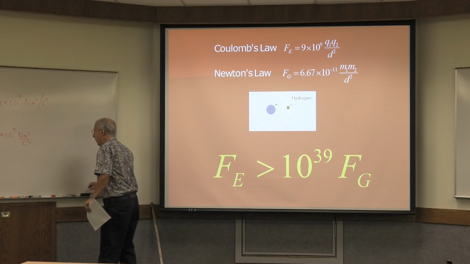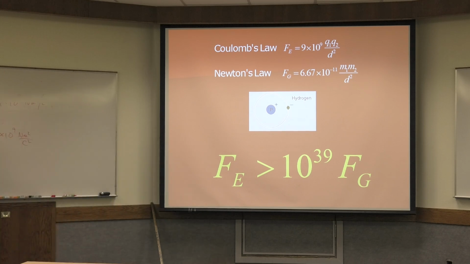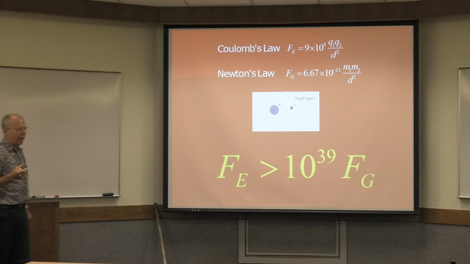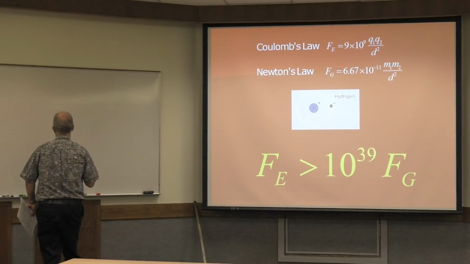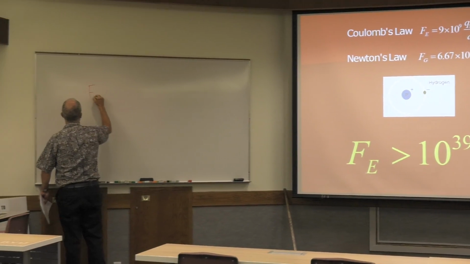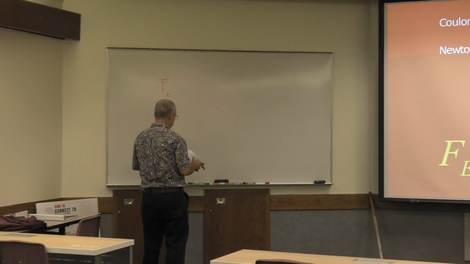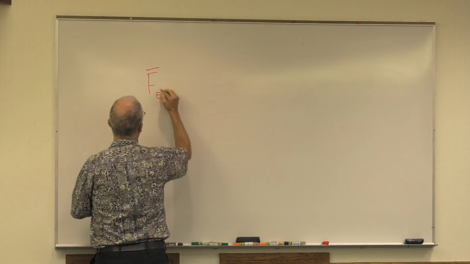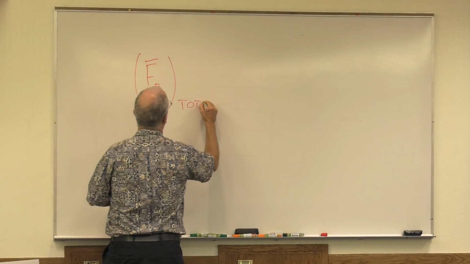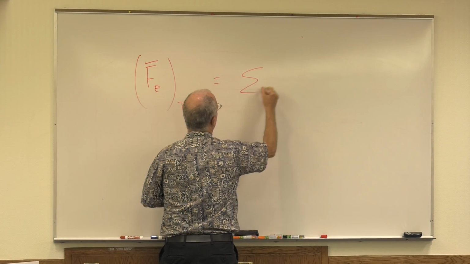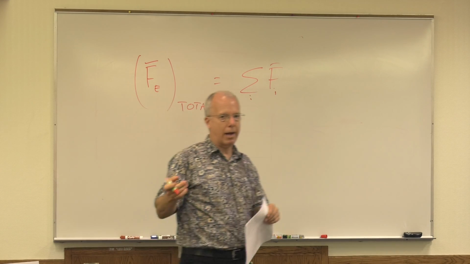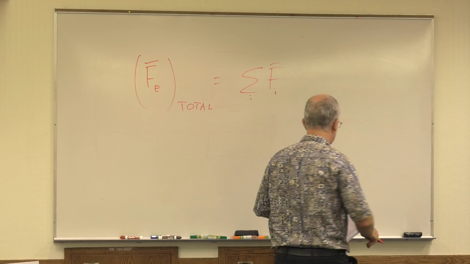Now, remember, Coulomb's law gives you the magnitude of the electric force, and then we know the directions: like charges repel, unlike charges attract. So the electric force is a vector, right? And if it's a vector, that means the total electric force is just the sum of the individual ones. No kidding, right? That's Physics 105, so that's not a big deal.